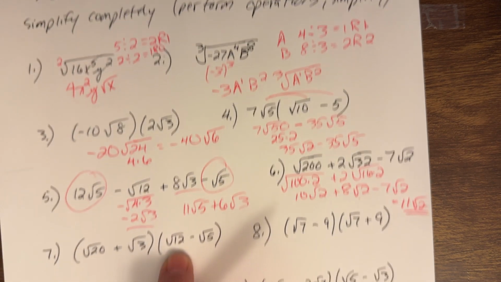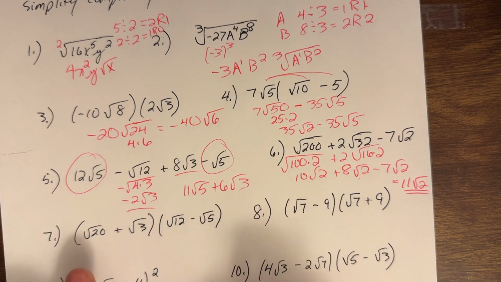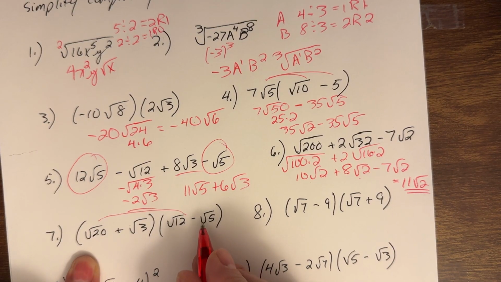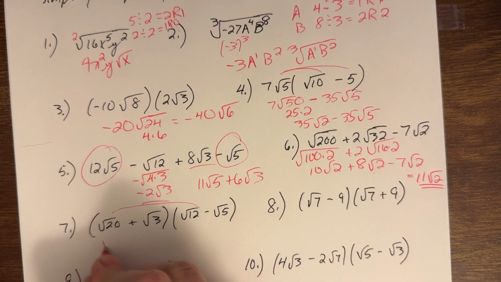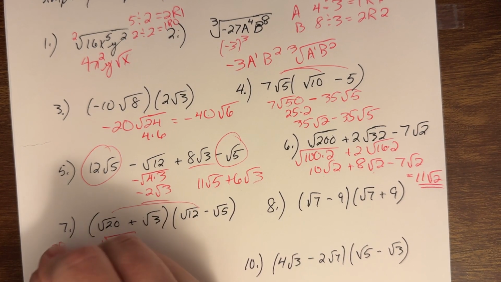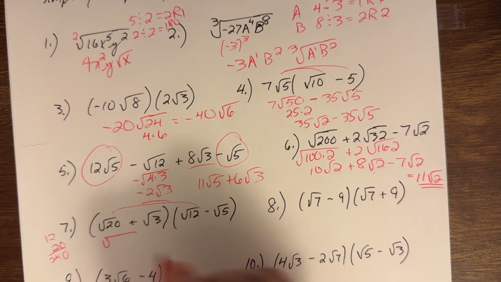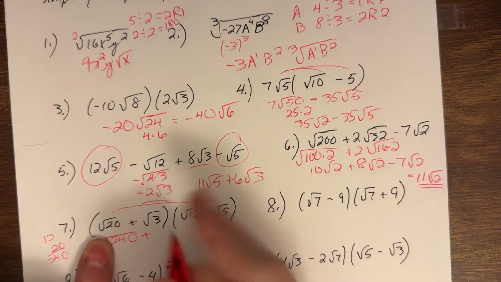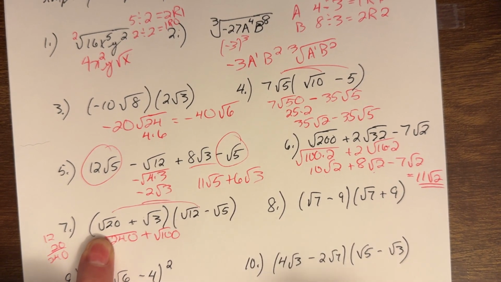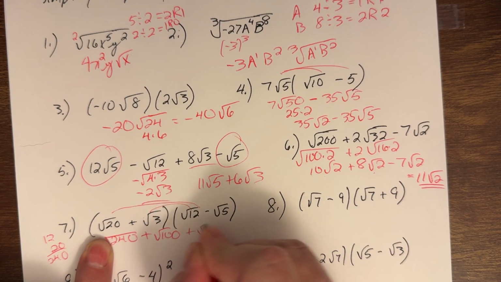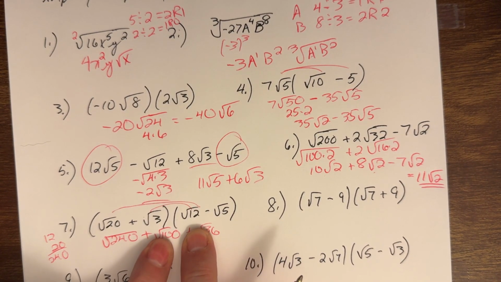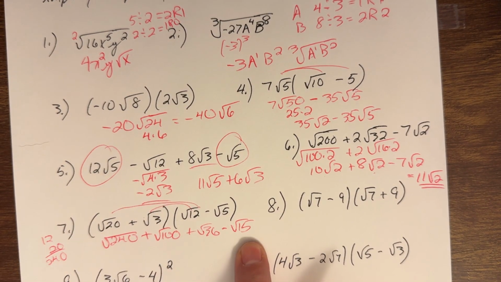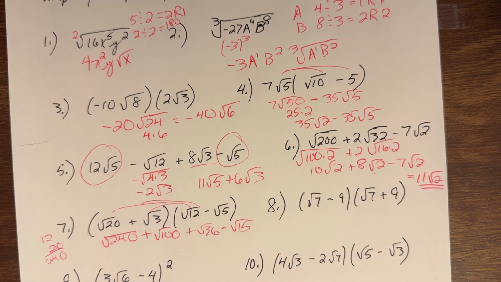Now I need to distribute over here. I'm going radical 20 times radical 12. I'm getting radical 240. Plus 20 times 5, I'm getting radical 100. 3 times 12, I'm getting radical 36. And then 3 times 5, don't lose the minus, but now I'm getting a radical 15.